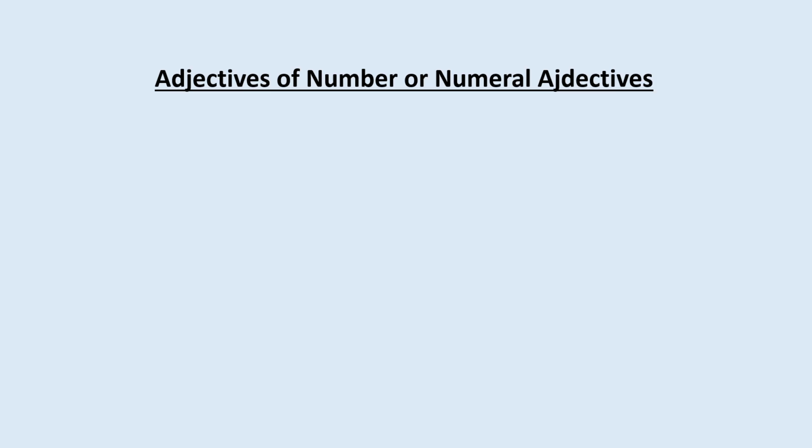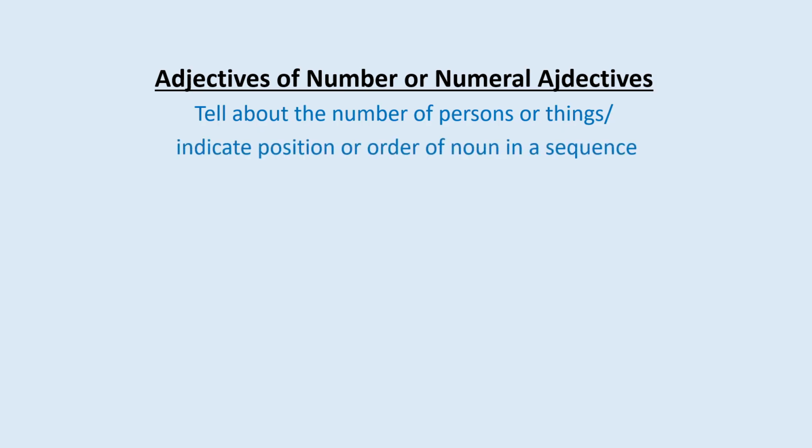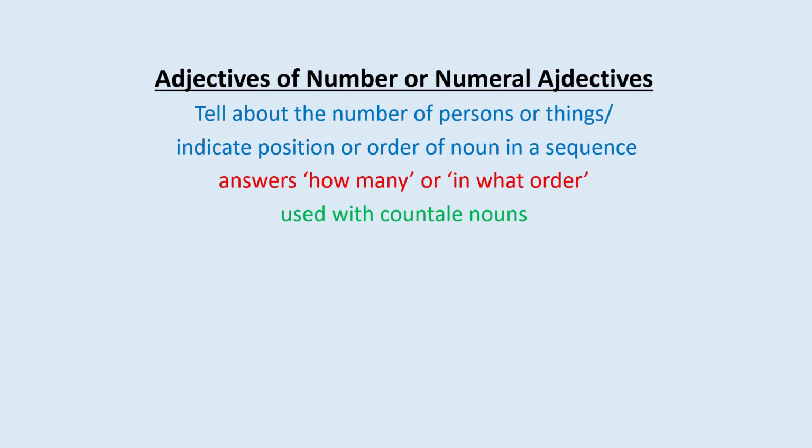Next is adjectives of number or numeral adjectives. These adjectives tell about the number of persons or things, or indicate the position or order of a noun in a sequence. Just like the quantitative adjective, it also answers a question. It answers how many or in what order. If it tells about the number of persons or things, it will answer how many. And if it indicates position or order of a noun in a sequence, it will answer in what order. Numeral adjectives are used with countable nouns.